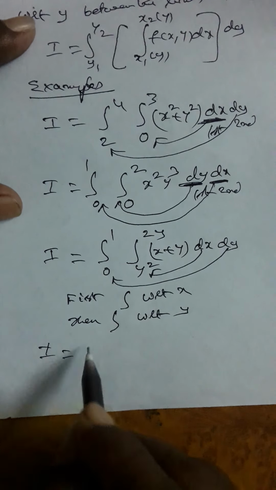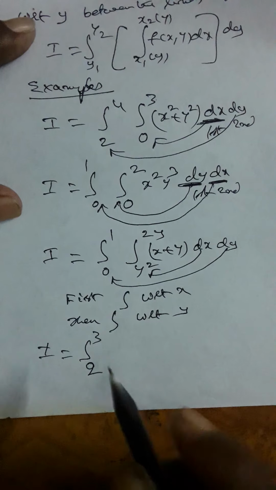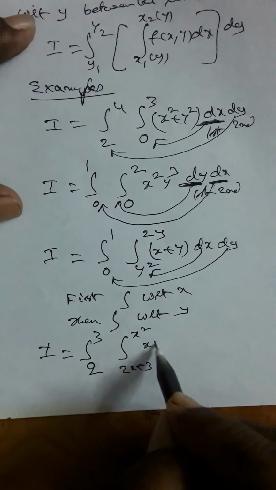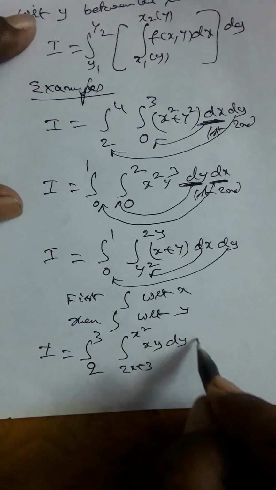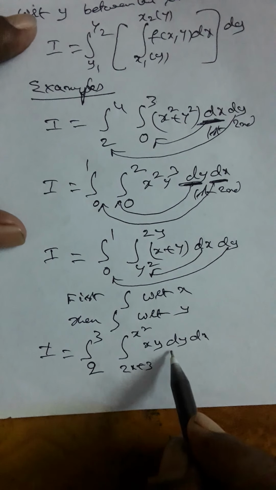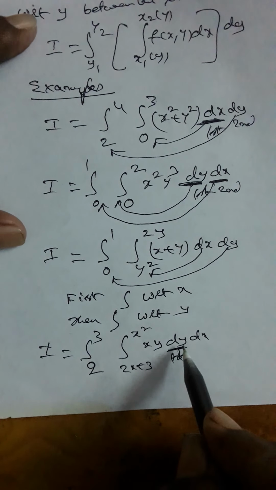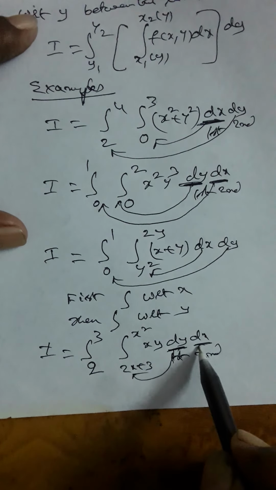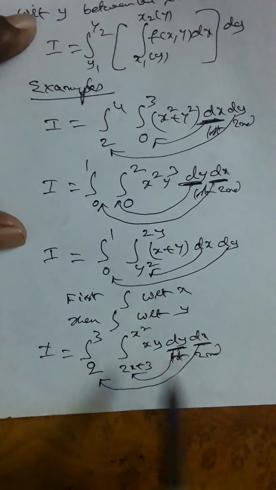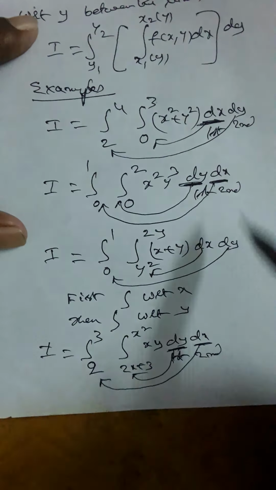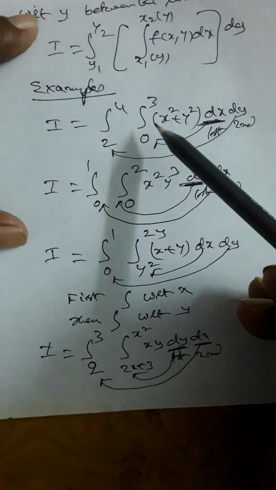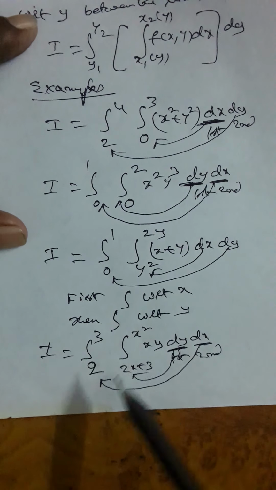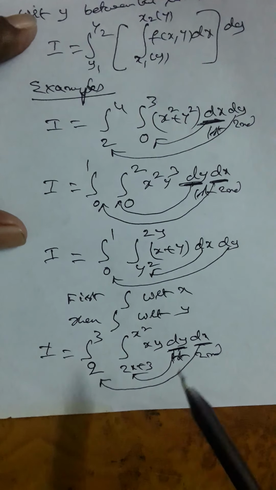Last example. Suppose the problem is given as integral 2 to 3, integral 2x plus 3 to x square, some function of xy dy dx. Here x is there, the opposite variable is dy. So first integrate with respect to y, second integrate with respect to x. These are y limits, these are x limits. This is the meaning. Observe the four examples carefully. This belongs to type 1A, this belongs to type 1B, this belongs to type 3, this belongs to type 2. Observe carefully.